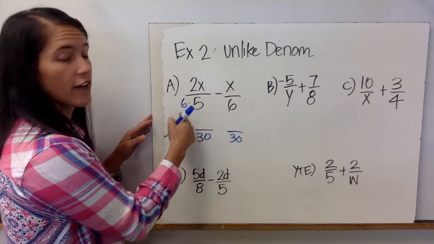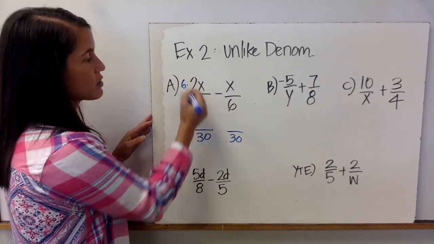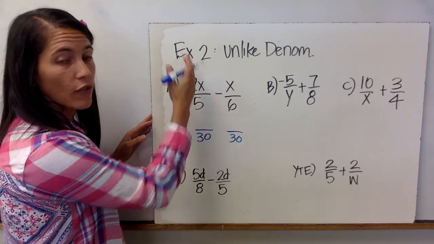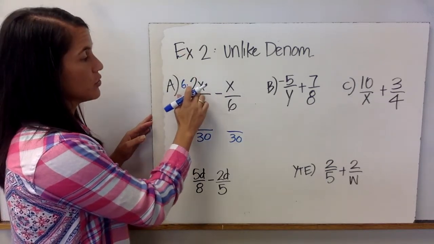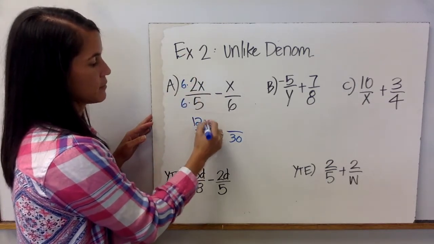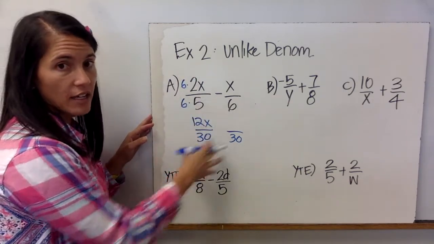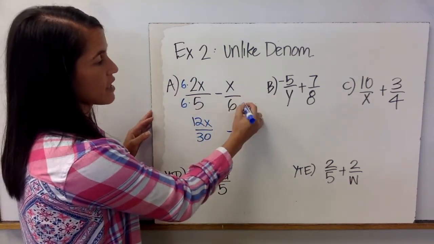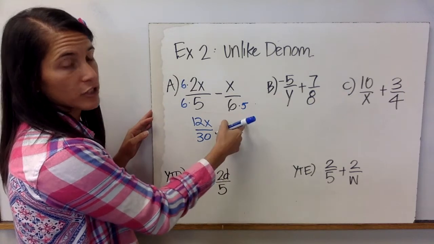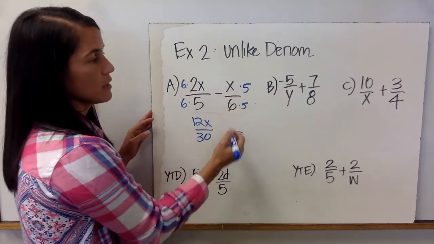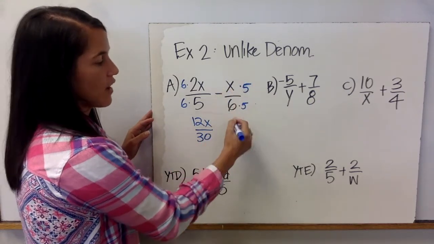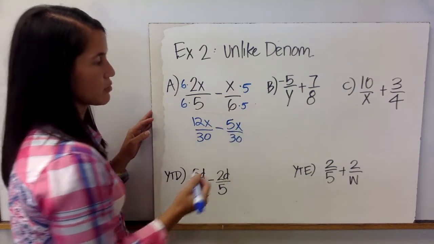Now, whatever you do to the bottom, you have to do at the top, the golden rule of fractions. So I multiplied 5 times 6, so I have to multiply the top times 6. I have to multiply this whole fraction times 6. 2x times 6 is 12x. And then I come over here to this fraction. 6 times 5 was 30. Whatever you do to the bottom, you do to the top. And so now I get x times 5 is 5x. And then you bring down your subtraction sign.